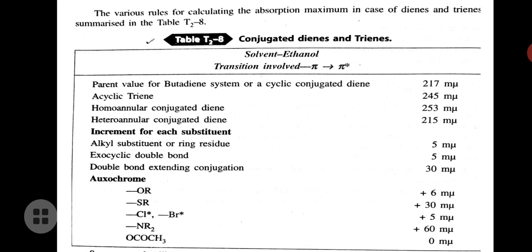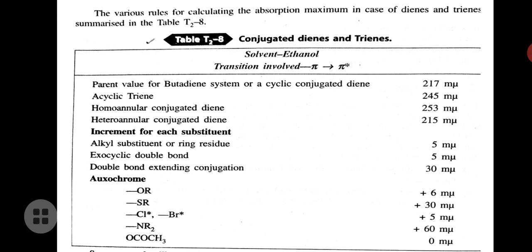For acyclic triene, 245 millimicron. For homoannular conjugated diene, it is 253 millimicron. For heteroannular conjugated diene, it is 215 millimicron. Now the increment for each substituent. For alkyl substituent or a ring residue, it is 5 millimicron. For exocyclic double bond, it is 5 millimicron. For double bond extending conjugation, it is 30 millimicron.